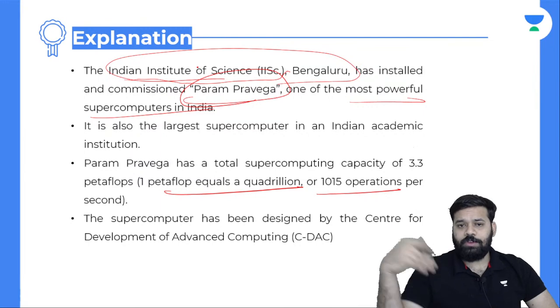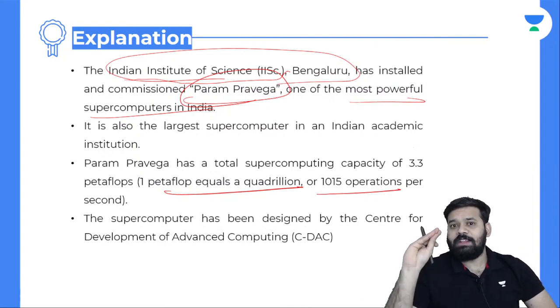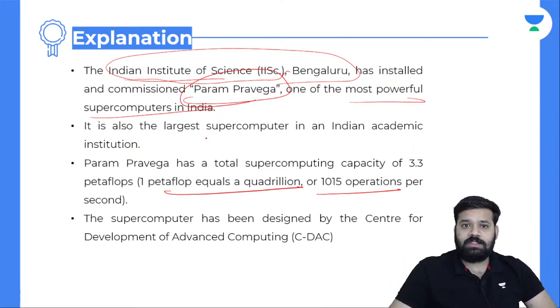So please remember Parampravega. India's most powerful supercomputer is going to come up in the city that Manoj sir is from, Bengaluru. And in Bengaluru, what is famous? IISc is famous, Indian Institute of Science.